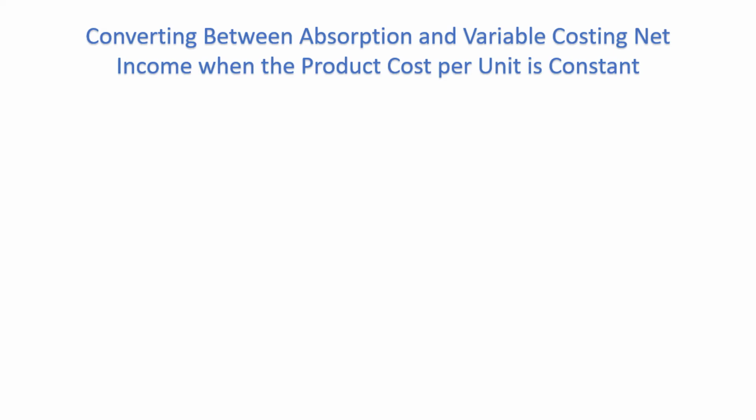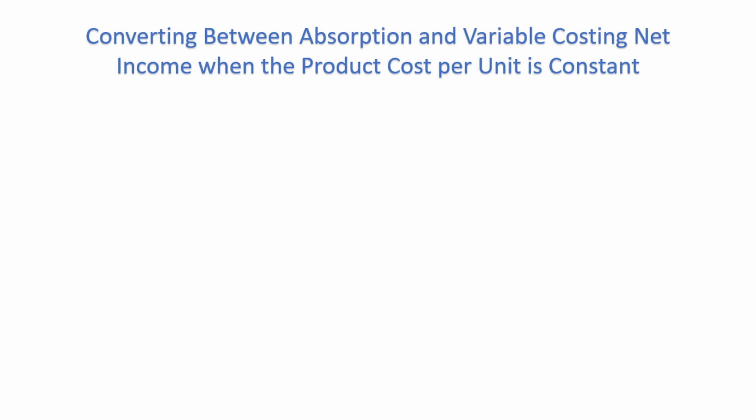We are so close to done. There's just one last thing I want to talk about, and that's how to convert from variable costing net income to absorption costing net income and vice versa. It's extremely important to note that these formulas only work if the product cost per unit is the same each period, which often isn't the case when production units change from period to period.